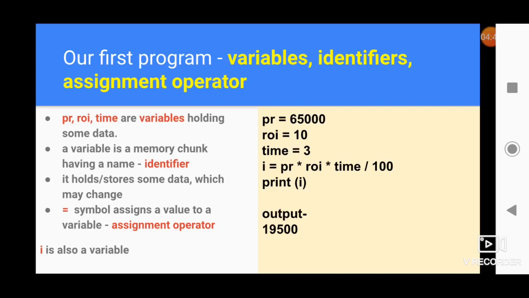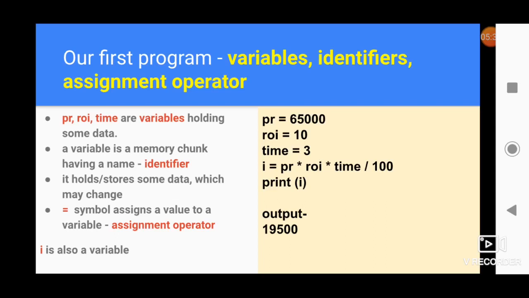Okay, and a variable also has a name, or it is called an identifier also. And through this name you address these bytes in your program. Okay, so in this case we are using the names PR, which stands for principal, ROI, which stands for rate of interest, and time, which is simply time. Now, these three variables are used to store the principal amount, which is 65,000, rate of interest, which is 10% per year, and time, which is 3 years.